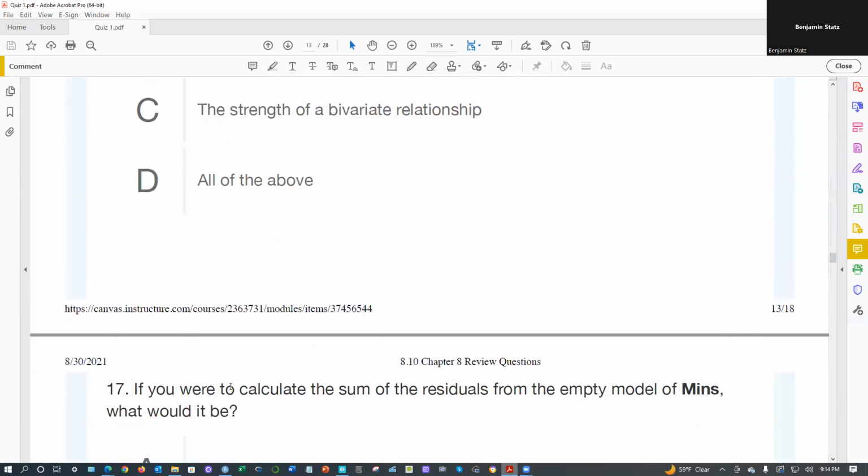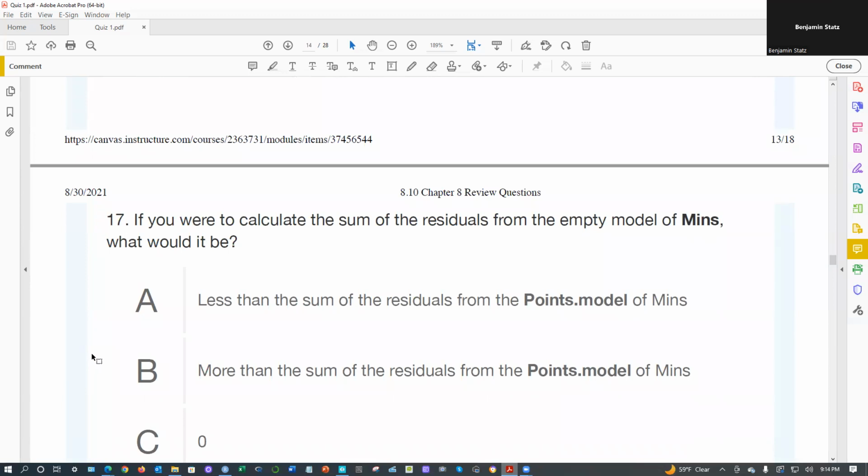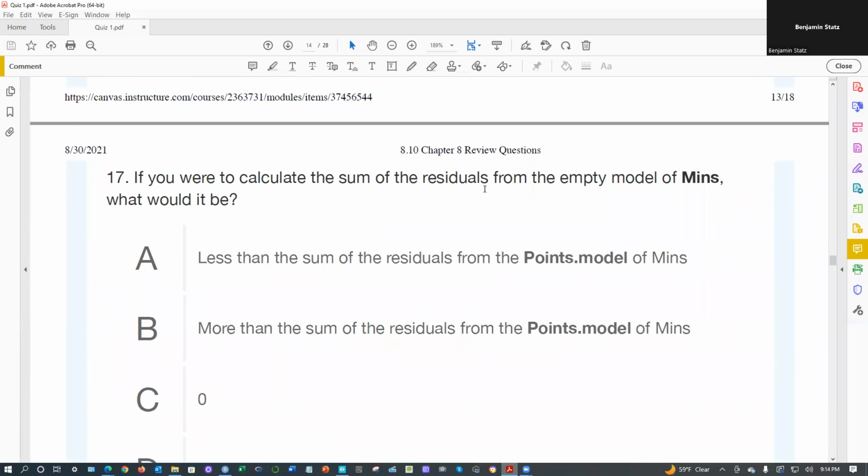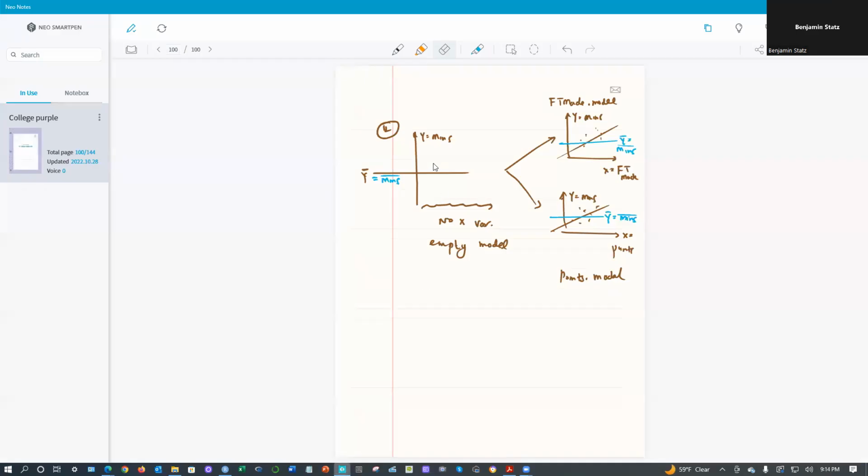If you were to calculate the sum of the residual from the empty model of means, what would it be? The sum of residual, not the square. The sum of residual from the empty model is always, you know that one, see? The data points are, see?